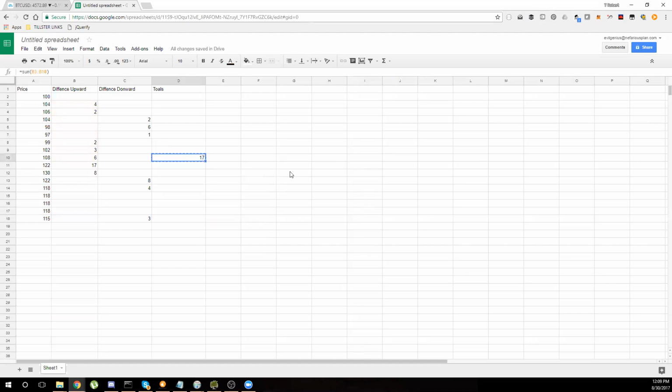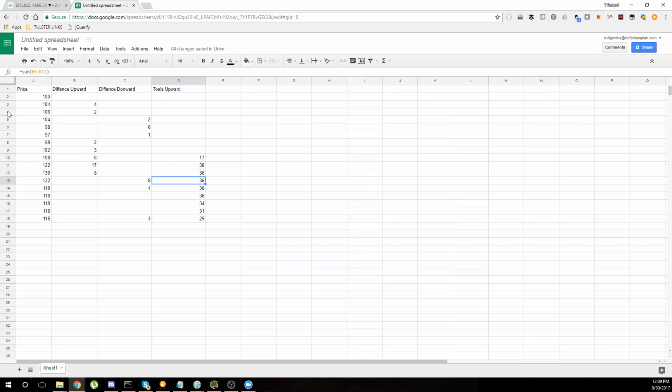Okay, and then we can just copy that one on down. This is our totals upward. Except we want to keep moving the window downward. So this is B3 to B10. This is B4 to B11, that's correct. This is B5 to B12, that's correct. This is B6 to B13, this is correct, right?